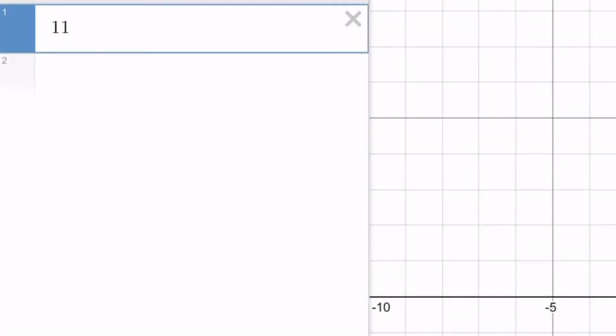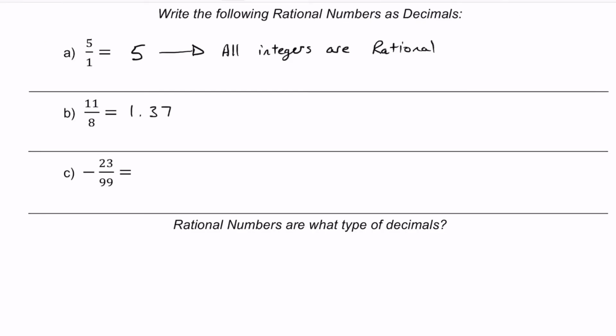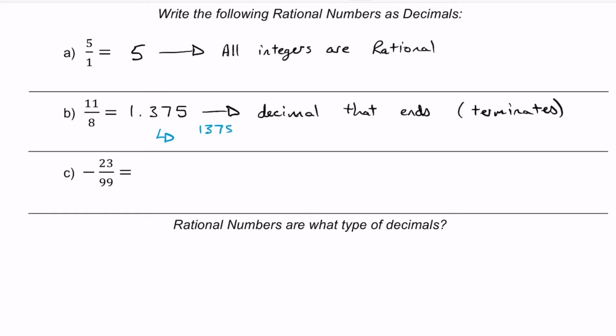I'm just going to get out the calculator. 11 over 8 is 1.375. So 1.375 is a decimal that ends or terminates, so we call this a terminating decimal number. And any terminating decimal number is really easy to write as a fraction. All you do is take the number without the decimal and put it over a 1 with as many zeros as there are decimal places.